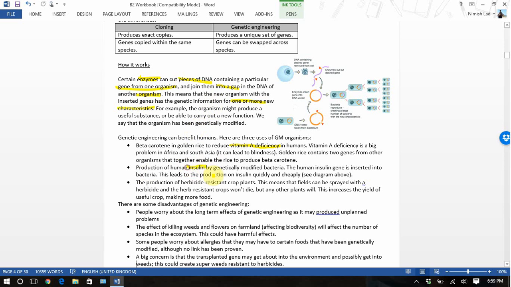Human insulin, as I just mentioned, can be made by modified bacteria. So they insert the human insulin gene into bacteria. That means that insulin is produced quickly and cheaply. So that's what's in this diagram over here as well.